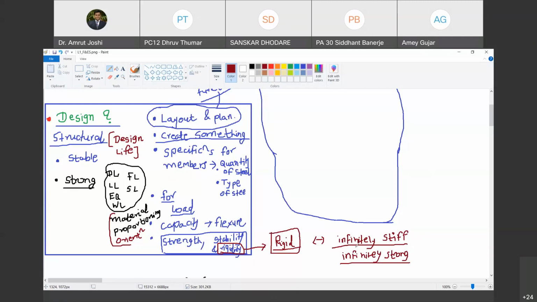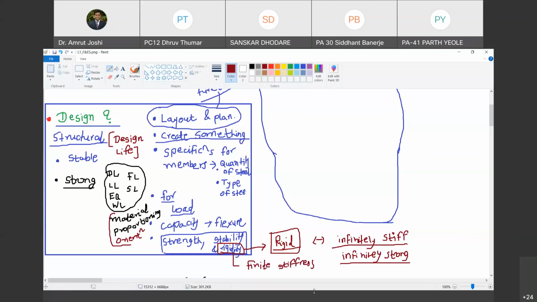Yes, sir. However, when we talk about rigidity, we do not refer to the structure being rigid, because that is technically impossible. No structure can be infinitely stiff, no structure can be infinitely strong. So when we talk about rigidity, we refer to a structure having a finite amount of stiffness. Are you with me? Yes, sir. More the stiffness, more is the rigidity.